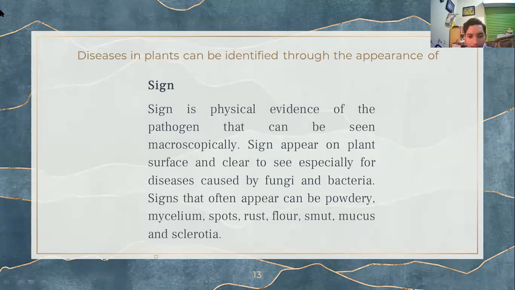Sign. Sign is physical evidence of the pathogen that can be seen macroscopically. Signs appear on the plant surface and are clear to see, especially for diseases caused by fungi and bacteria. Signs that often appear can be powdery, mycelium, spot, rust, floor, smooth, mucus, and sclerotia.